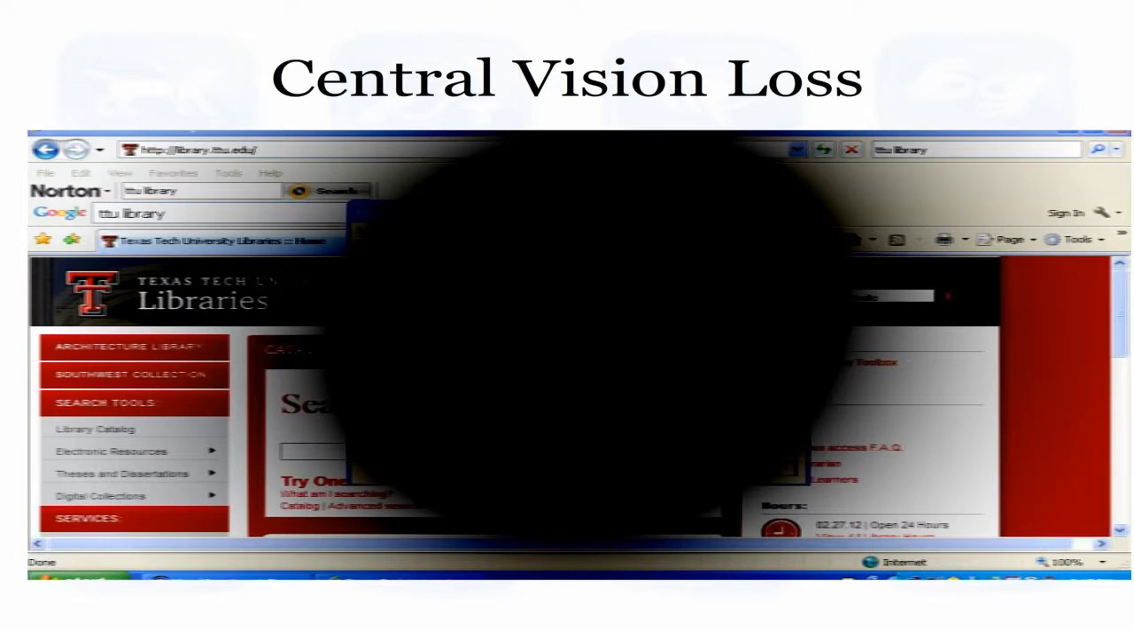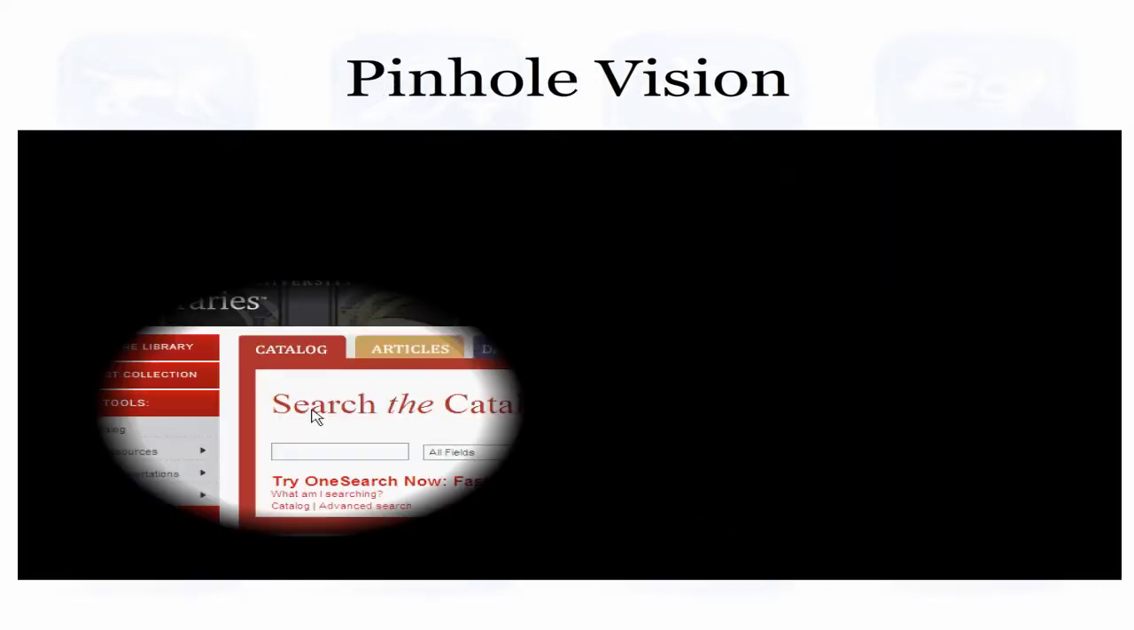Central field of vision loss can be due to injury or degenerative eye disease such as detached retinas or macular degeneration. The field of vision loss can vary and often gets worse over time. This image represents pinhole vision, which can be caused by injury, disease, or birth defect. Many people who experience pinhole vision have a much smaller window of vision than is presented here.